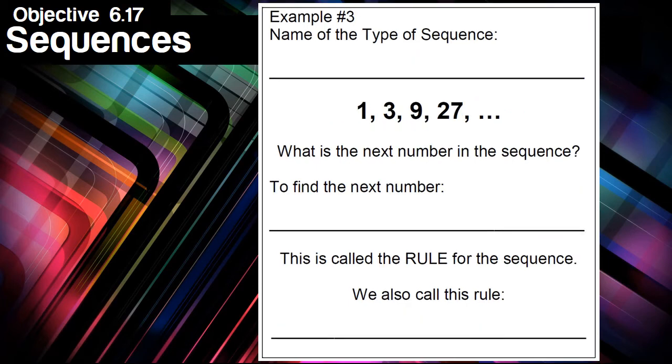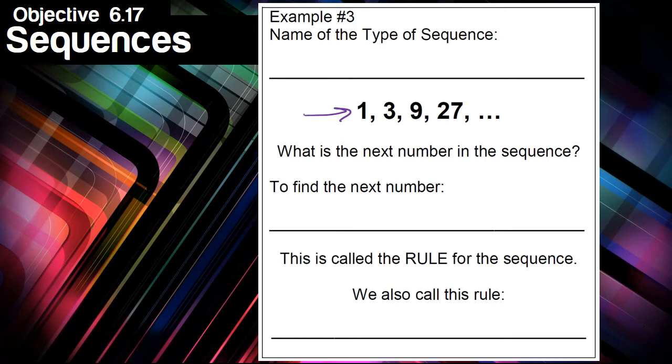So now here's example number 3. We're given this set of numbers here: 1, 3, 9, 27. We can already tell that addition and subtraction will not work because the numbers jump. To go from 1 to 3, we'd be adding 2. To go from 3 to 9, we'd be adding 6. To go from 9 to 27, we'd be adding 18. So we know that addition won't work here.